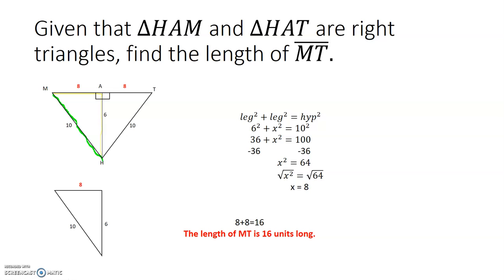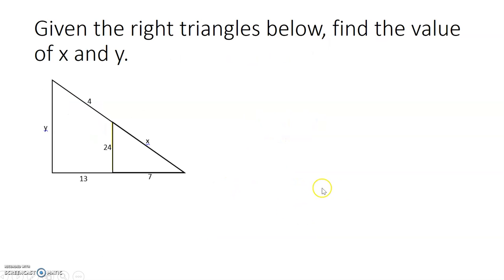And I want to do one more example of an application problem with the Pythagorean theorem today. The next one that I have says, given the right triangles below, find the value of x and y. Since it says given the right triangles below, you figure this must be a right triangle, and then the whole big thing must be a right triangle also. And they asked me to find the value of x and y.